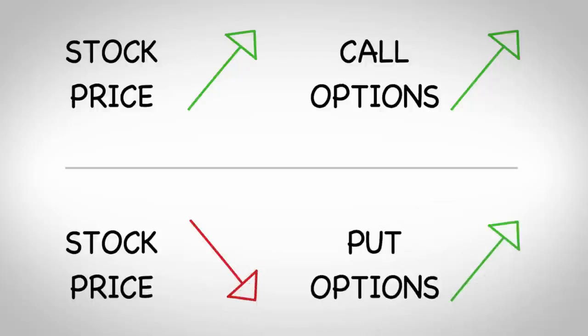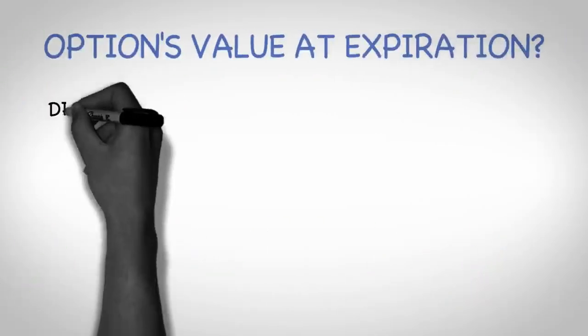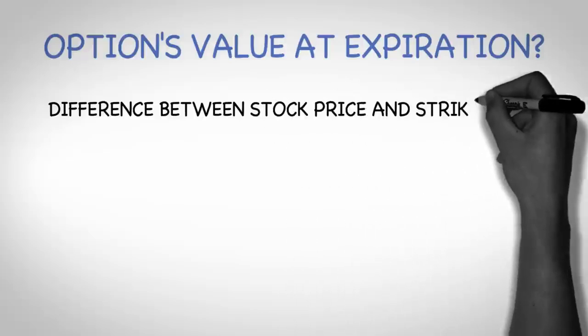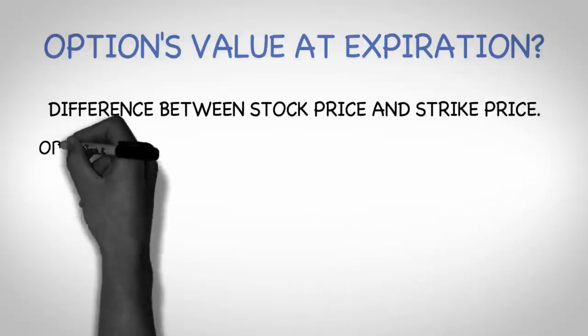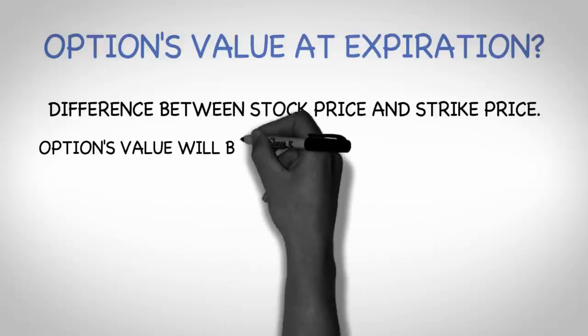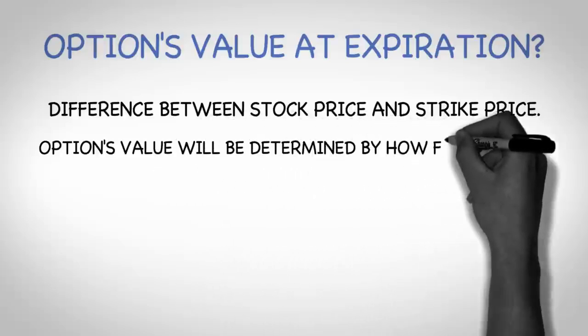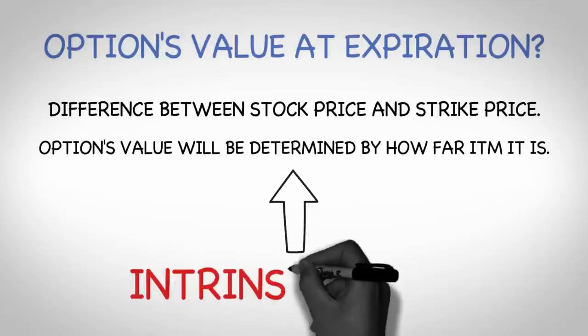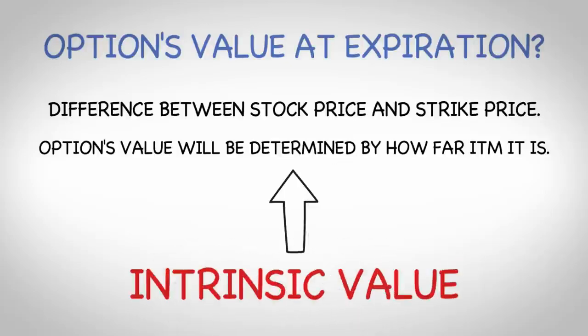Now, if you buy an option today and are wondering what it will be worth at the expiration date, it will simply be worth the difference between the stock price and the option strike price. To put it simpler, the option's value will be determined by how far in the money it is. This is also referred to as the intrinsic value of the option. An option will simply be worth its intrinsic value at the expiration date.